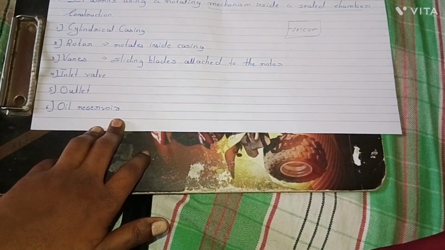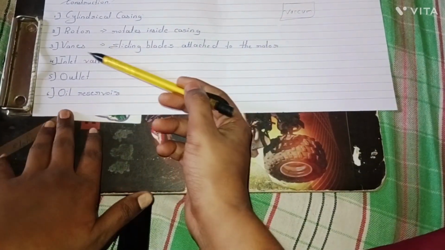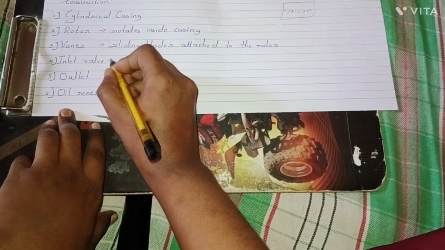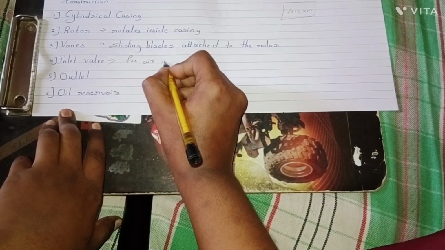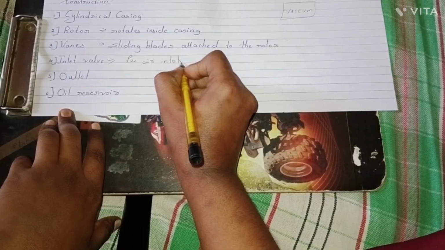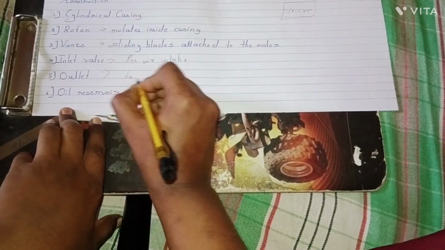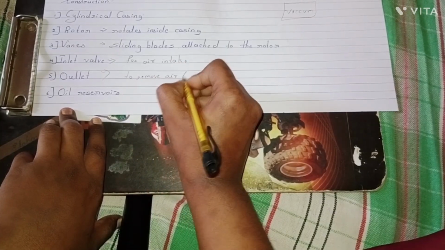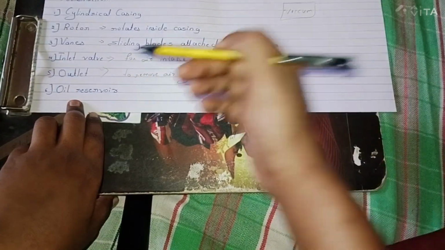These blades start to rotate, then only this rotary pump starts to work. Then we have an inlet valve for air intake. Next we have an outlet to remove air or gas from the rotary pump, or from the seed chamber.